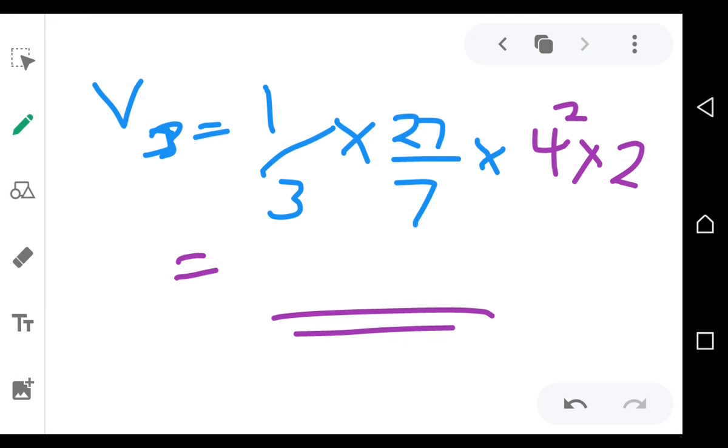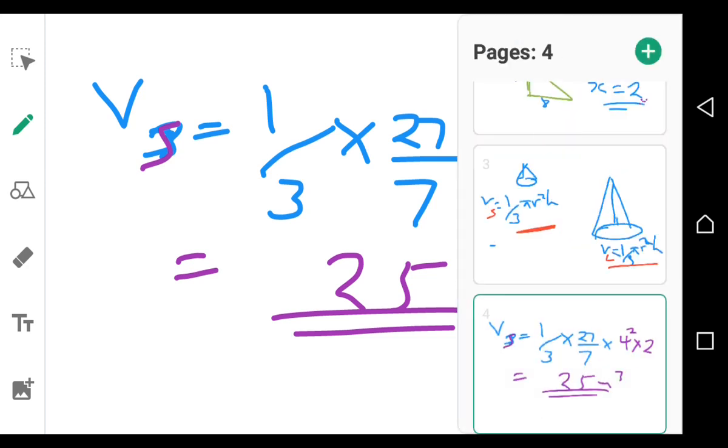You punch this into your calculator. I don't know how much this is going to give you. Let's say it gives you 25. Then you put 25 there, cubic units. Again, this is the volume of the small pyramid.